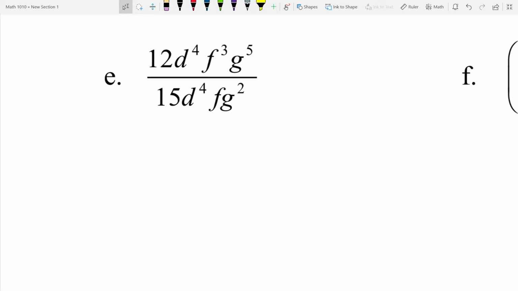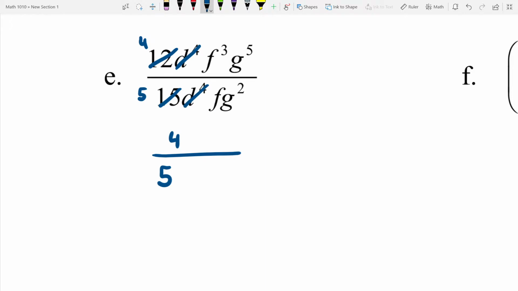Dividing's easy. You guys, everybody in the room, tell me a number that goes into both 12 and 15. 3. Okay, so look what you do. 3 goes into 12 4 times. 3 goes into 15 5 times. So on the top you have a 4, on the bottom you have a 5. Now everybody stop and look at the D's. You have 4 D's on top and 4 D's on bottom. They're exactly the same. So those just cancel out and they're gone.